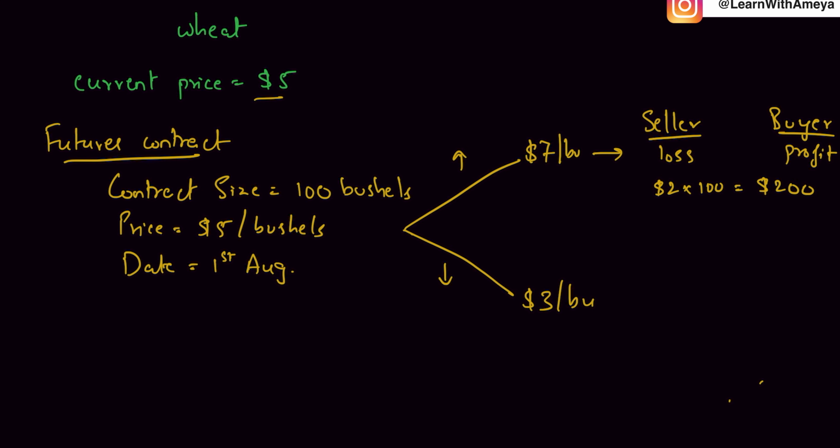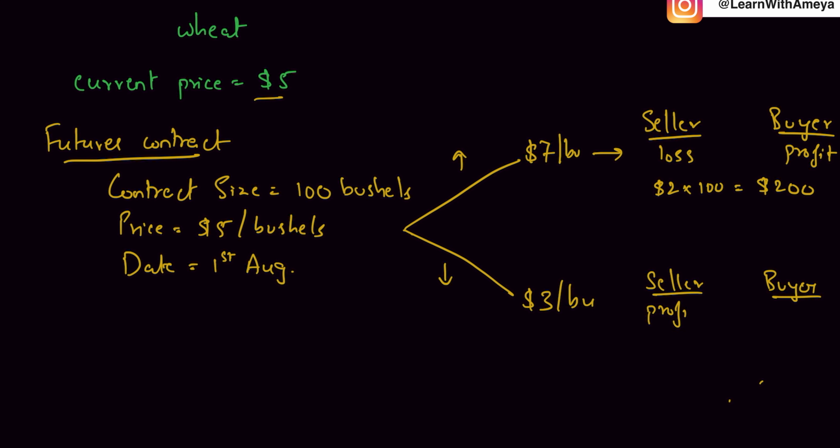which comes up to $200. Similarly, if the price goes down to $3, what will happen to the seller and the buyer? So here, instead of selling it at $3 now in the market, he has already made a promise to the buyer to sell it at $5. So the buyer has to buy it for $5. That means it's a profit for the seller, because if the seller was not in this contract, he would have sold it for $3 instead of $5. So now it's a $2 profit. So basically it's the reverse of what happened when the price increased.